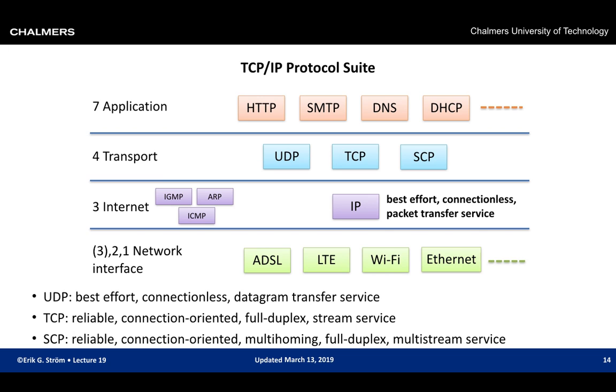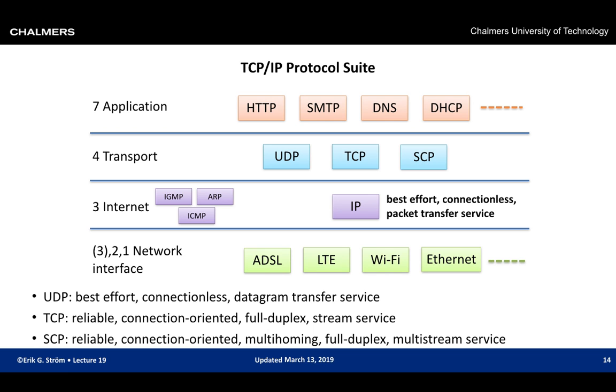So UDP is a best effort, connectionless datagram transfer service. TCP is a reliable, connection-oriented, full duplex stream service. SCTP is a reliable, connection-oriented, multi-homing, full duplex multi-stream service. If you're unsure about what these things mean, go back and look at the slides. We don't really have time to talk about that now.